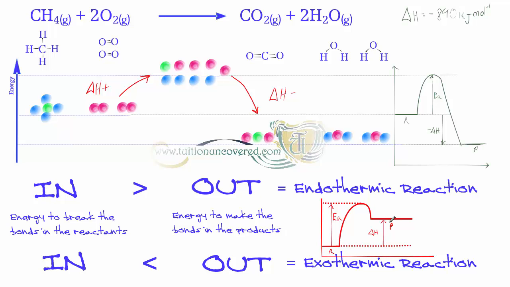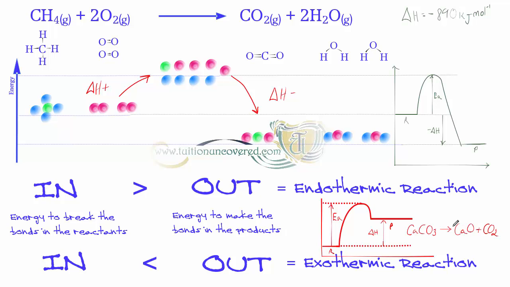So this enthalpy profile diagram refers to an endothermic reaction. Energy going in to break the bonds in the reactants is greater than the energy being released when reforming the bonds of the products. This is an endothermic reaction illustrated in this enthalpy profile diagram. An example, for instance, could be the thermal decomposition of calcium carbonate. Energy goes in to break the bonds in reactants. Energy is released when reforming the bonds of the products.